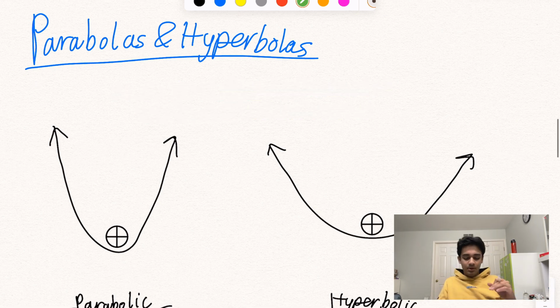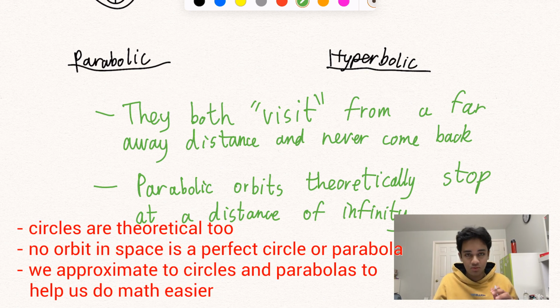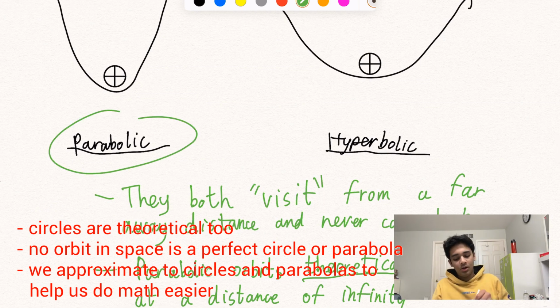These two objects are very, very similar. There is a small difference between them, and it's kind of weird. Parabolic orbits theoretically stop at a distance of infinity, but I'm pretty sure parabolic orbits, just like circles, don't really exist, because again, this is theoretical. But you might still come across the term parabolic orbits.